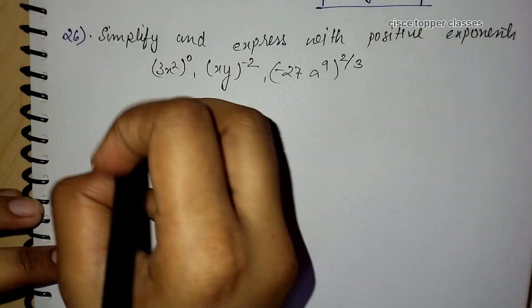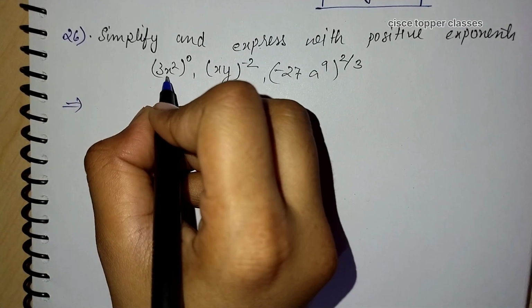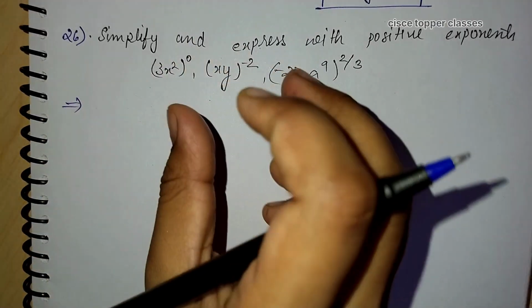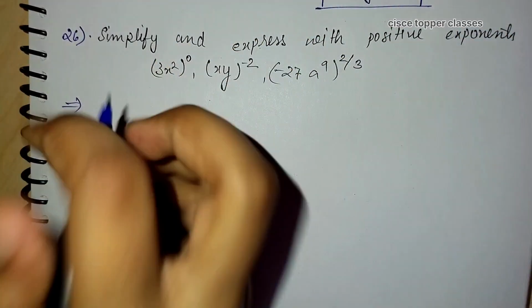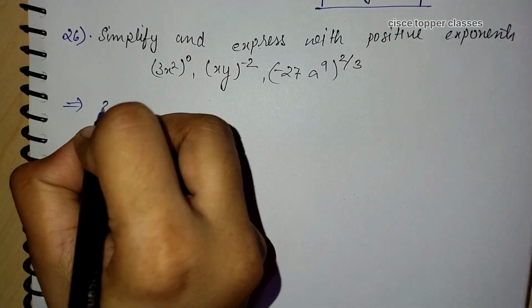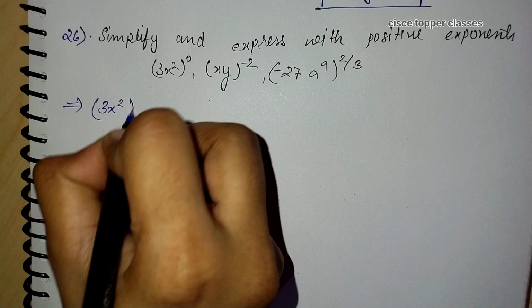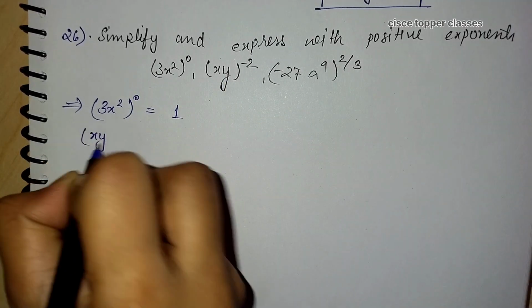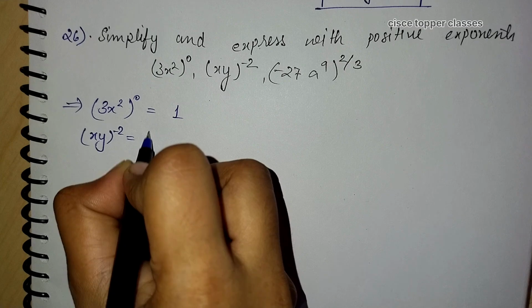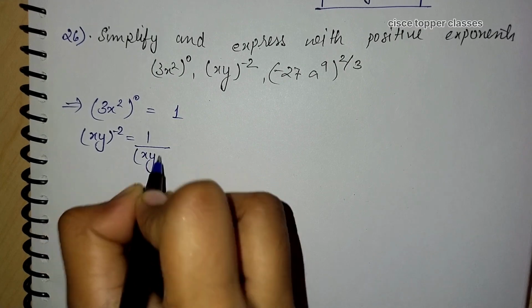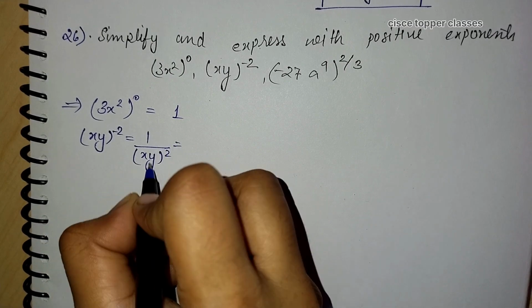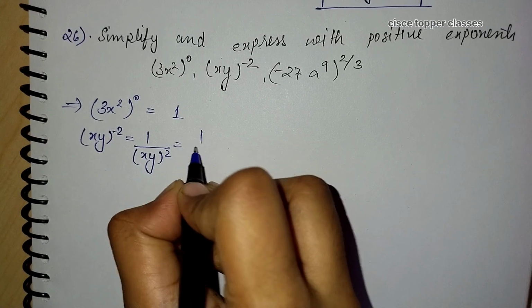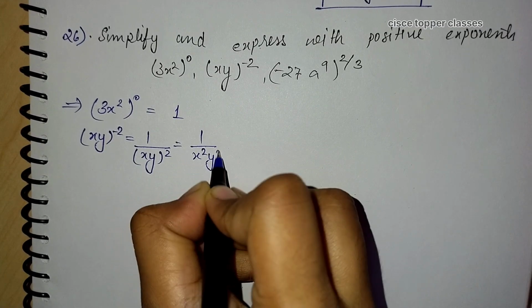Simply we can write it here as (3x^2) whole power 0. Anything's power 0 is equal to 1 only. So here the value of (3x^2) whole power 0 is equal to 1. And here (xy) whole power minus 2, we can firstly write it as 1 by (xy) whole power 2, and we can write it as 1 by x square y square.